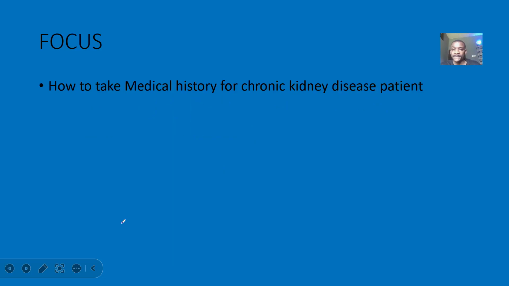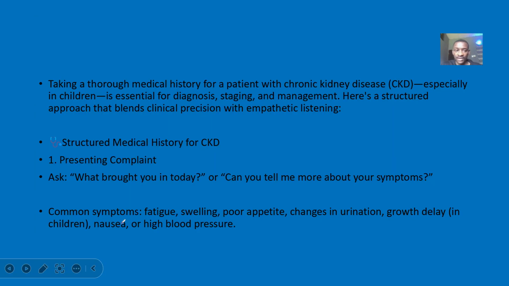Now, we said that taking a thorough medical history for a patient that has chronic kidney disease, especially in children, is very important, okay, to help you have an idea that yes, this person actually has this issue. It will also help you have a rough idea of the extent to which this disease condition has affected this patient. Do you understand?